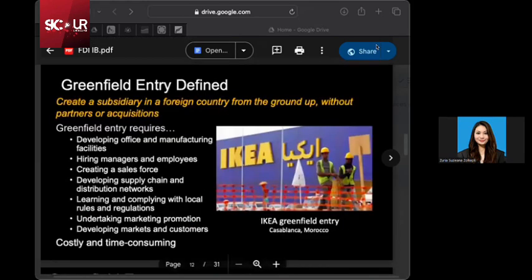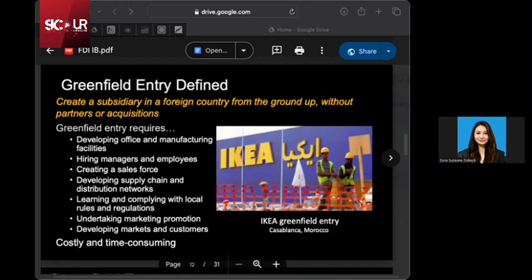Okay, so next is greenfield entry defined. I think this is very common, where a company starts a new company in another location, a foreign country. So greenfield entry creates a subsidiary in a foreign country from the ground up without partners or acquisitions. It requires developing office and manufacturing facilities, hiring totally new employees and managers, and then creating a sales force.